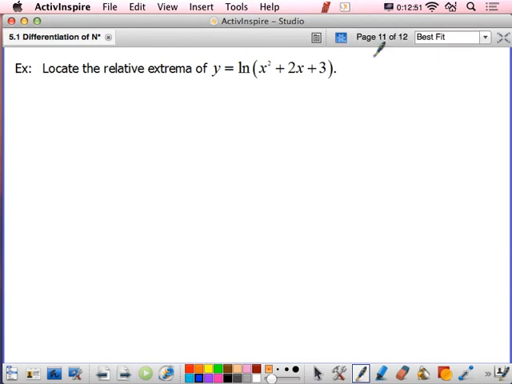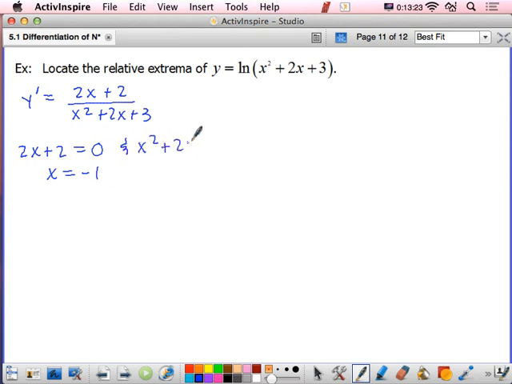Okay. What did you guys get for the derivative? 2x plus 2 over x squared plus 2x plus 3. Okay. And so for this one, you asked earlier, for this one you would want to factor, because now we're going to set the top and bottom equal to 0. But you don't have to factor, I mean, you could set it equal and then factor. So it really doesn't matter. So to find the critical numbers, we'll say 2x plus 2 equals 0, which means x equals -1. And x squared plus 2x plus 3 equals 0.